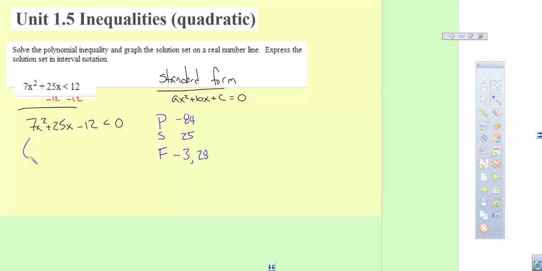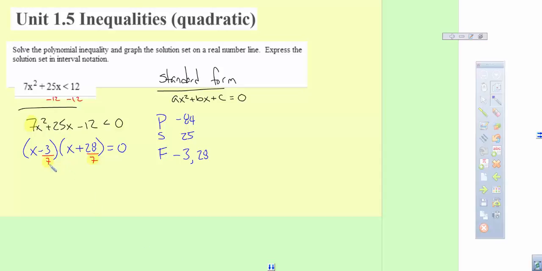We come over here, those are our factors, so we say x minus 3, x plus 28. I'm going to say equals 0. Don't panic about that, okay? It's okay, it'll come back. Remember, we have a leading coefficient, so we need to put that leading coefficient underneath. So we put that 7 underneath right there, and we put that 7 underneath right there.